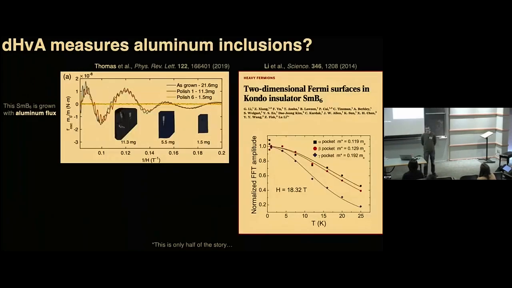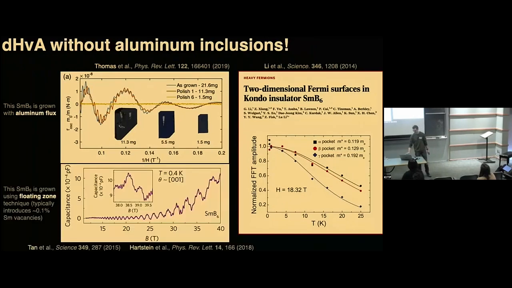So the starting point for this is to tell you that when I went through the quantum oscillation story, I really only told you half of that story, because there is another way to grow samarium hexaboride that doesn't use any aluminum flux at all. The price that you pay is that you typically get a little bit more vacancies, but the quantum oscillation signal doesn't go away. It actually gets even stronger.